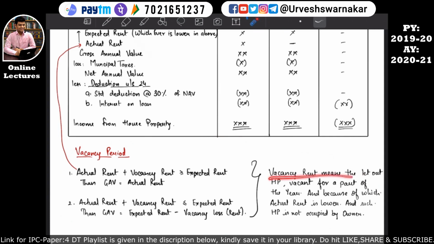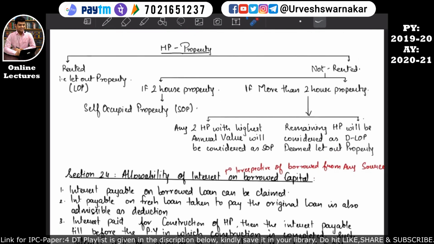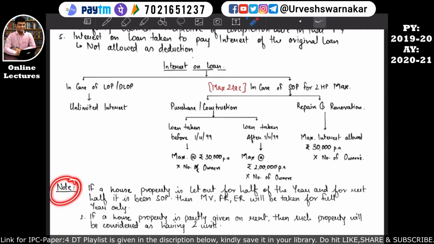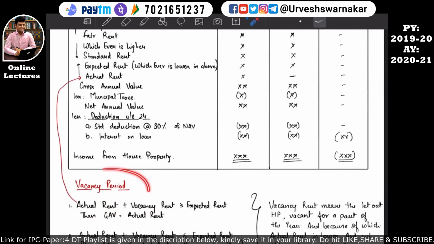So I have written a note also over here. Vacancy rent means the let out house property is vacant for a part of the year and because of which the actual rent is lower, and such house property is not occupied by the owner. I hope this is quite clear. So by now this note is complete and this vacancy period concept is complete. I hope this is quite clear to you all.